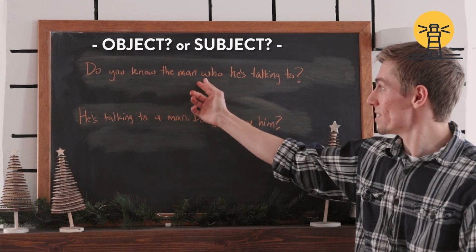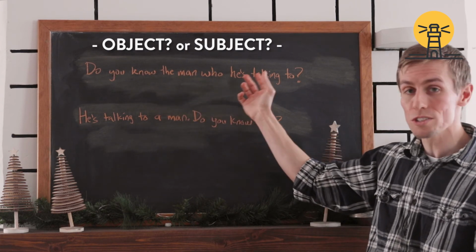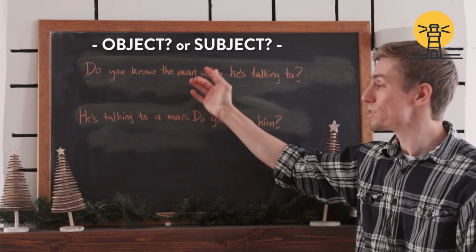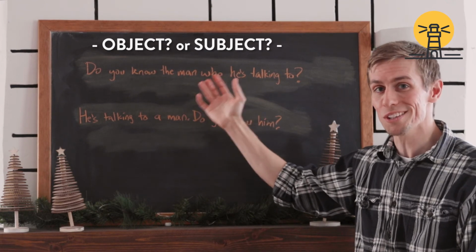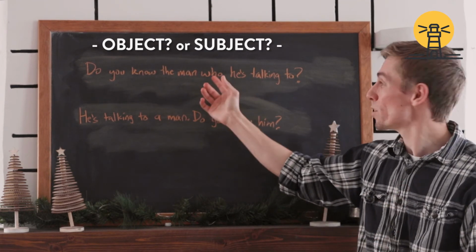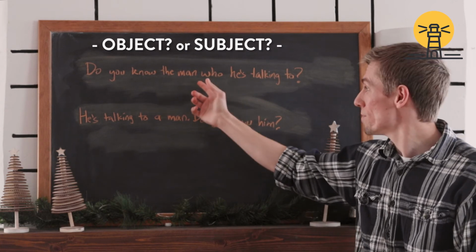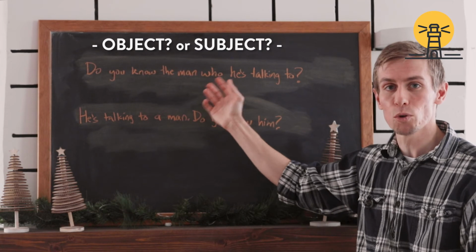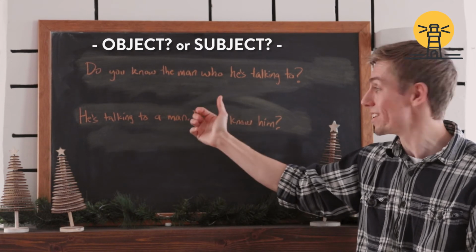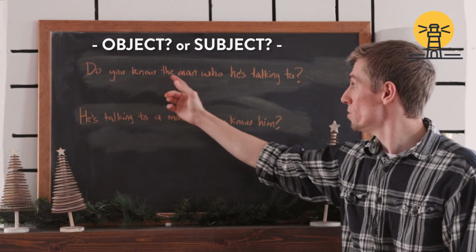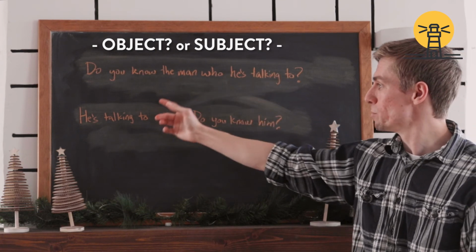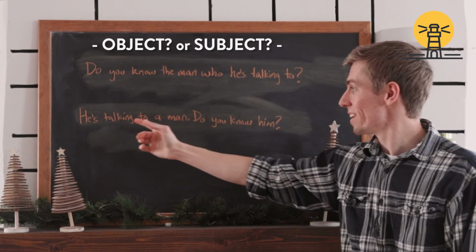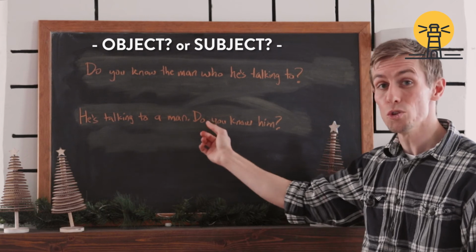Because in this sentence, "Do you know the man who he's talking to?" If man is functioning as the subject of the sentence, we can't take who out. But if it's functioning as the object, then it's okay to take who out, and the sentence will still make sense. So, "Do you know the man he's talking to?" can be broken up into these two sentences. "He's talking to a man." "Do you know him?"